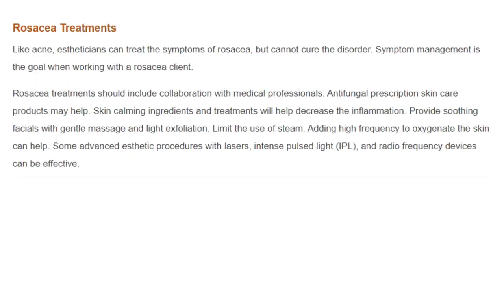Rosacea treatments. Like acne, estheticians can treat the symptoms of rosacea, but cannot cure the disorder. Symptom management is the goal when working with a rosacea client. Rosacea treatments should include collaboration with medical professionals. Antifungal prescription skincare products may help. Skin calming ingredients and treatments will help decrease inflammation. Provide soothing facials with gentle massage and light exfoliation. Limit the use of steam. Adding high frequency to oxygenate the skin can help. Some advanced aesthetic procedures with lasers, intense pulsed light, IPL, and radiofrequency devices can be effective.